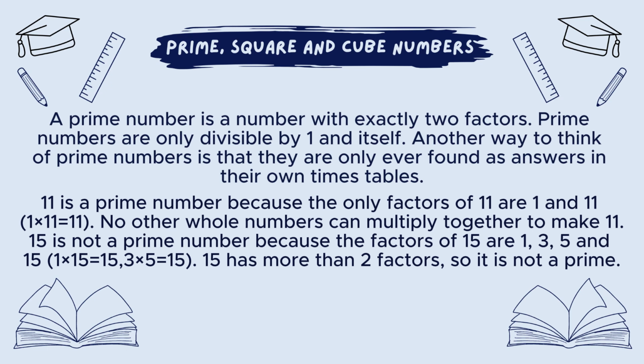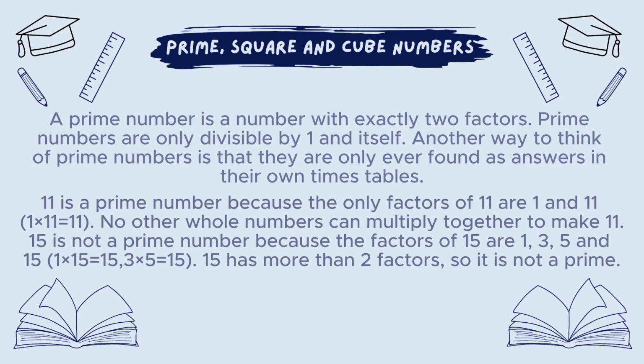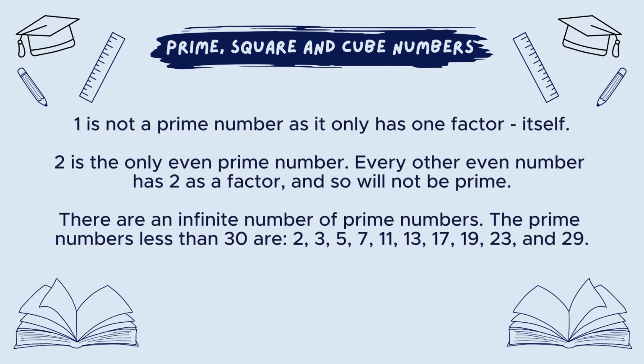15 is not a prime number because the factors of 15 are 1, 3, 5 and 15. 15 has more than 2 factors, so it is not a prime. 1 is not a prime number as it only has 1 factor, itself.